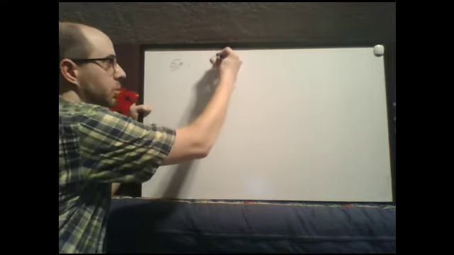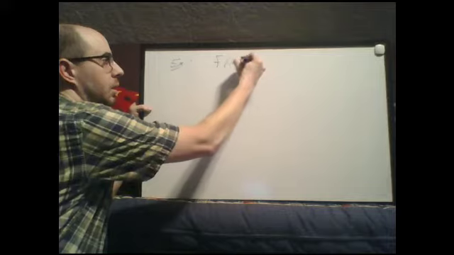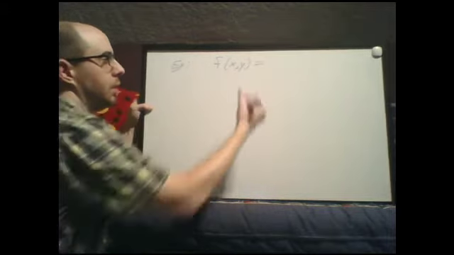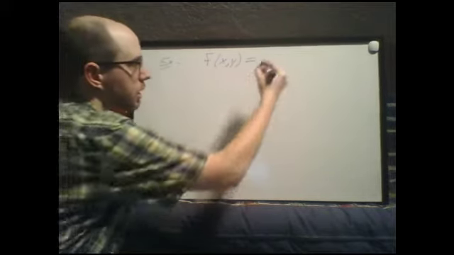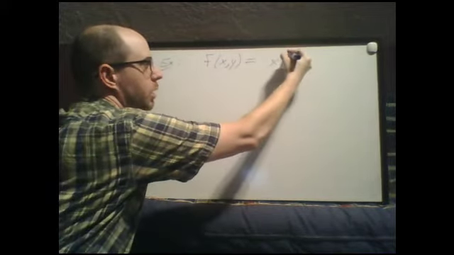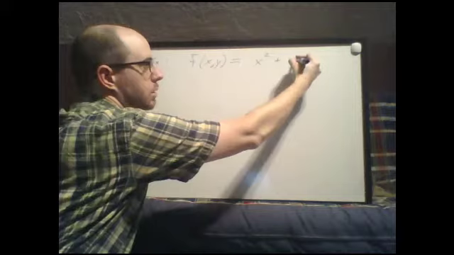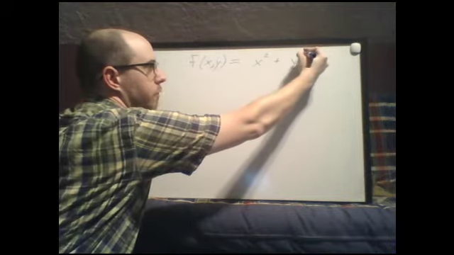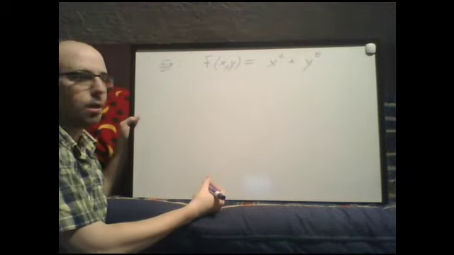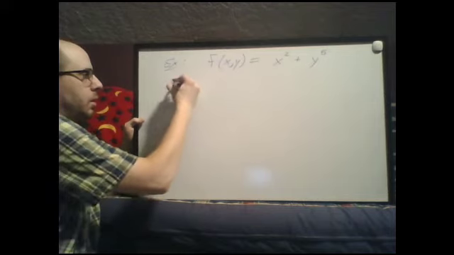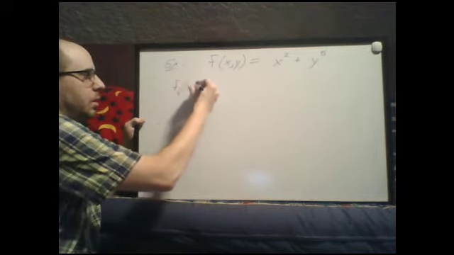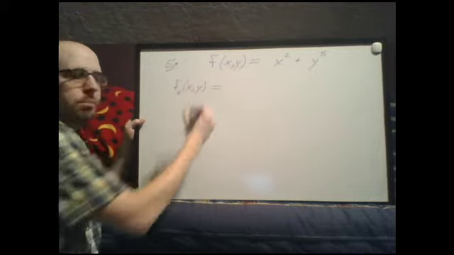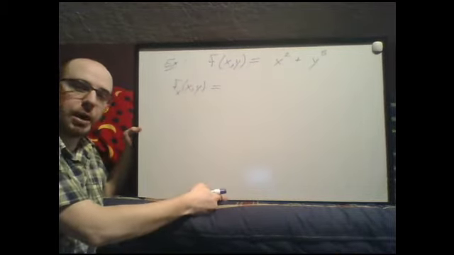So let's do an easy one first. f of x, y, let's say it's x squared plus y to the 5th power. I want to compute my partial derivatives, f sub x and f sub y.